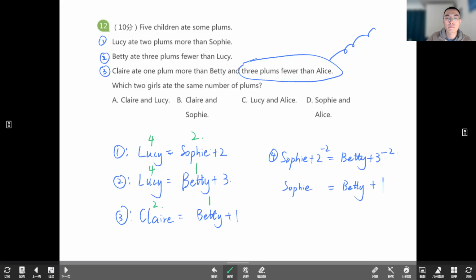I thought it didn't make sense because it says Claire ate 3 plums fewer than Alice. Oh, yeah, it does make sense. So Claire ate 3 plums fewer than Alice, which means Alice equals Claire plus 3. So 2 plus 3, Alice ate 5 plums. But that's not going to help us, because the question is not asking about Alice. Again, from this method, you can see that Sophie and Claire ate the same number of plums, 2 plums. So again, the correct answer is B, Claire and Sophie.